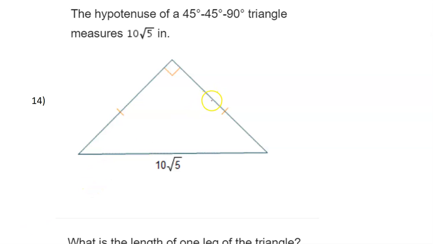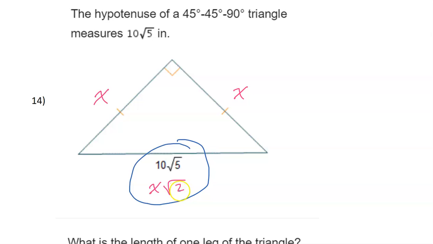For this problem, we're being asked to find the legs of an isosceles right triangle when the hypotenuse is 10 radical 5. For an isosceles right triangle, we have hopefully memorized the pattern: the legs, if we call them both x, since it is isosceles, the legs will be the same. The hypotenuse will be x radical 2.